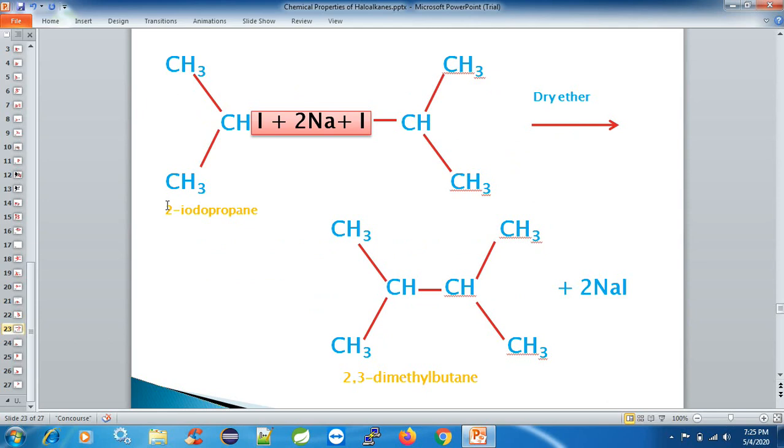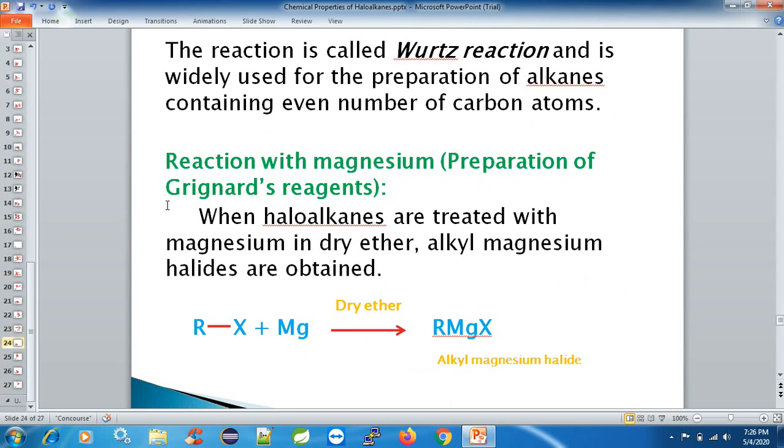Next example, 2-iodopropane. Now two molecules of 2-iodopropane react with sodium in presence of dry ether. You see here sodium iodide is removed and 2,3-dimethylbutane is formed. So by this reaction haloalkanes are producing symmetrical alkanes.